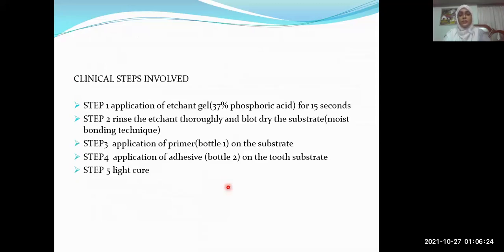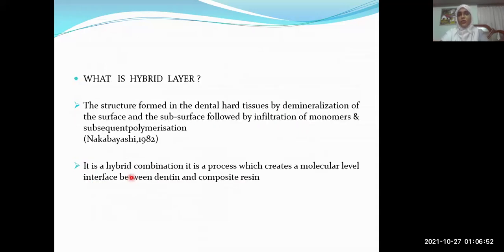If you see the steps, you apply the etchant, then you rinse and dry, then you apply bottle 1, which is the primer, and then bottle 2, which is the bonding agent. And then you cure. So this is fourth generation. In fourth generation you have an etchant, then bottle 1 primer, bottle 2 adhesive. So it is a three bottle system, fourth generation.